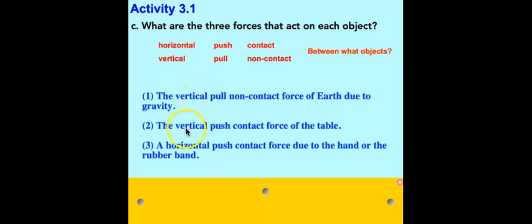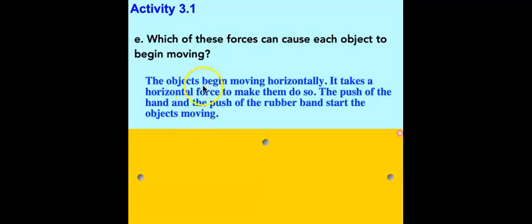It can't be the table, because the table pushed up, the objects pushed down in the table. It's vertical. So it has to be this horizontal force. So the objects begin moving horizontally. It takes a horizontal force to make them do so. The push of the hand and the push of the rubber band start the objects moving. Again, why? Horizontal forces cause horizontal motion if they're unbalanced.